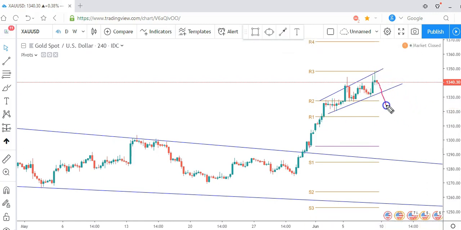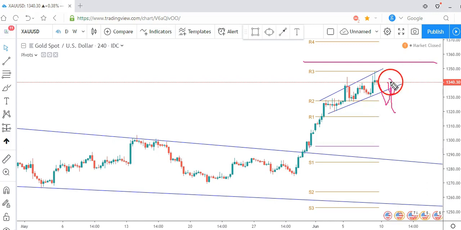break down, retest, then I'll take my sell entry from here, where my stop will be above the resistance 3. So that is how you apply the pivot in your everyday trading. You don't just trade based on pivot levels alone. You have to combine them with other technical tools and trade.